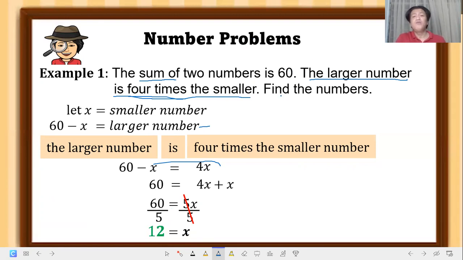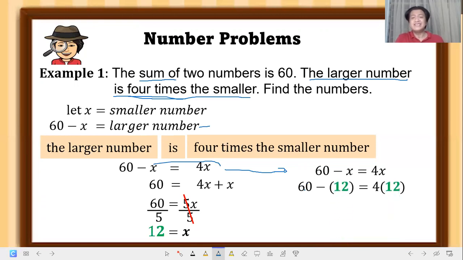Sabi dito, find the numbers. Paano natin malalaman ang dalawang numbers given yung value ni x? Okay, i-check lang natin, di ba? Ito yon. So just copy the given equation and then i-replace lang natin yung ating nakuhang value which is 12 doon sa equation natin. And what is 60 minus 12? That is 48. So 4 times 12, that is 48. Since nag-equal sila, meaning to say the value of x is equal to 12, tama yung nakuha natin. Okay, but the question is, what are the two numbers? Yung smaller at larger.